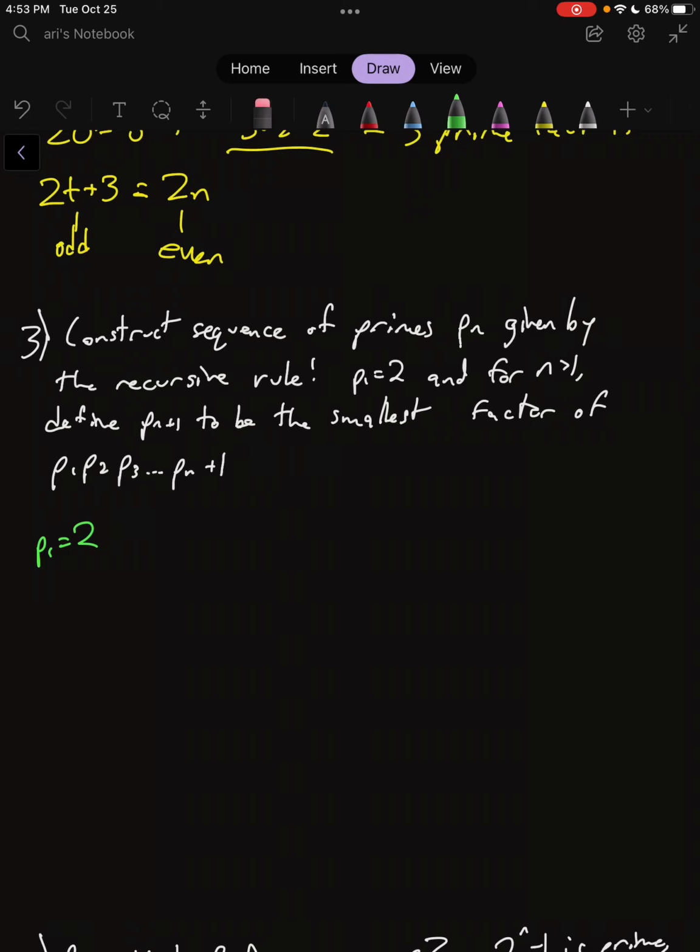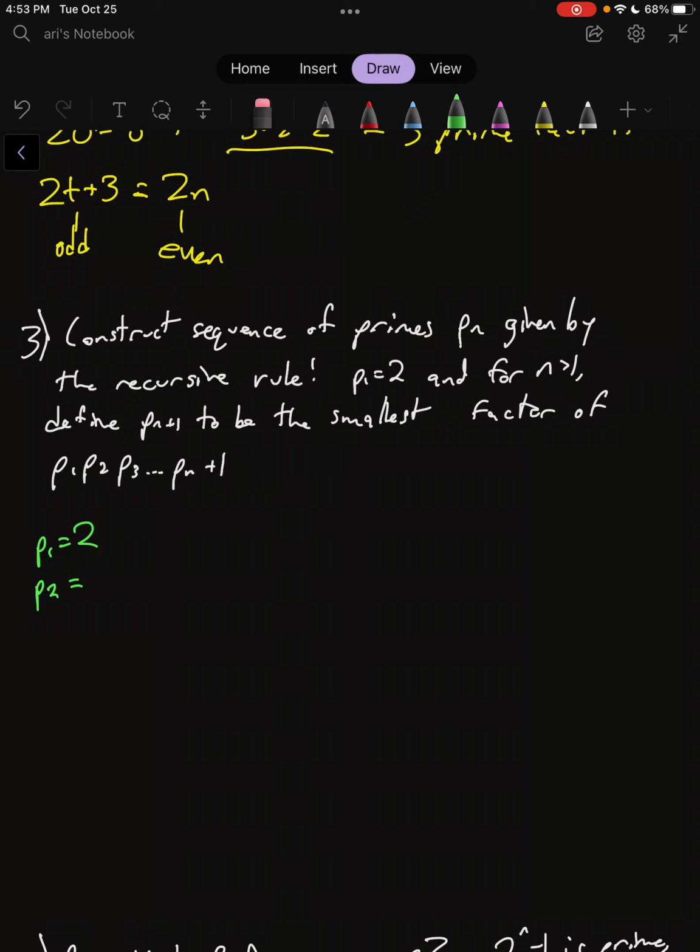And for all the subsequent primes, for n greater than 1, we're going to define the next prime, P of n plus 1, to be the smallest prime factor of the product of all the previous primes plus 1. So let's figure out how we're going to find P2. P2 is the product of all the previous primes plus 1. And then we're going to find the smallest prime factor of that.